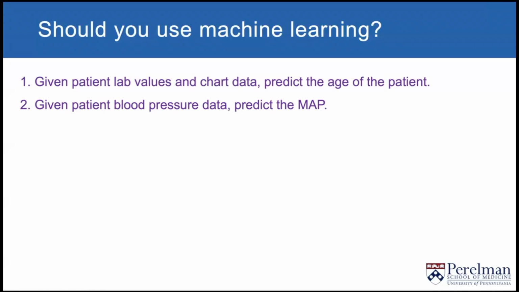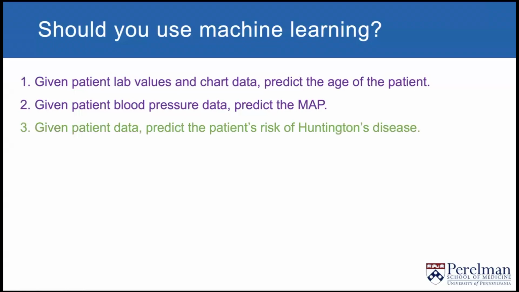Okay, number two. Given patient systolic and diastolic blood pressure data, we want to predict the mean arterial pressure. Remember, the mean arterial pressure is the weighted average of the SBP and DBP. In this one, I also argue that no, we should not use ML, and the reason is that we already have an algorithm for this. We wrote down that the mean arterial pressure is this weighted average of the systolic and diastolic blood pressures. So there's no reason to learn the mean arterial pressure using some complicated neural net when we already have an algorithm that is literally the definition of this quantity.